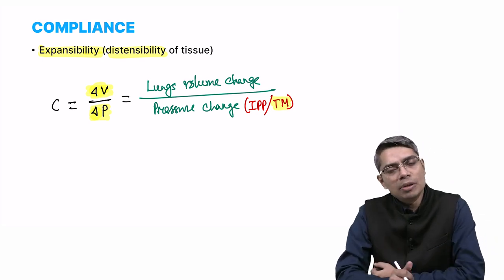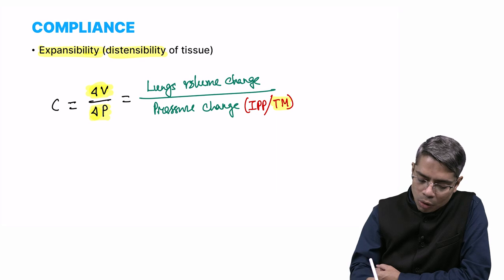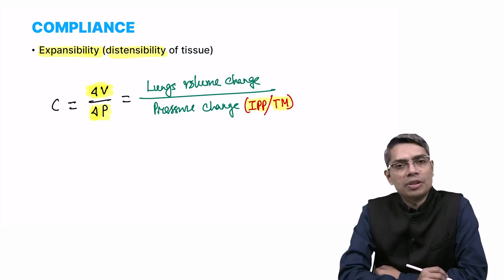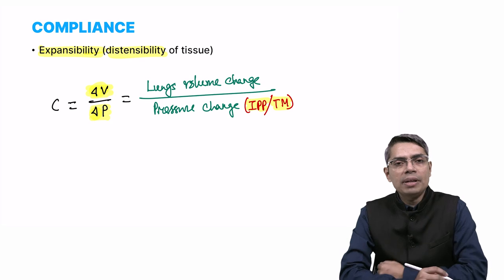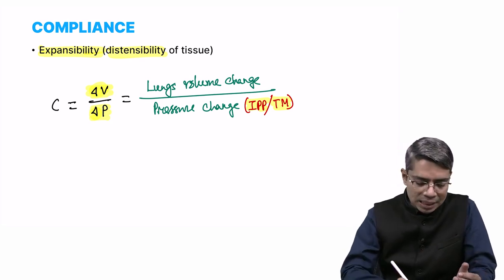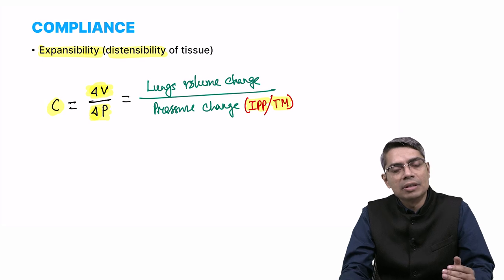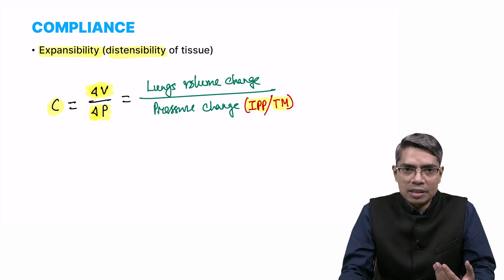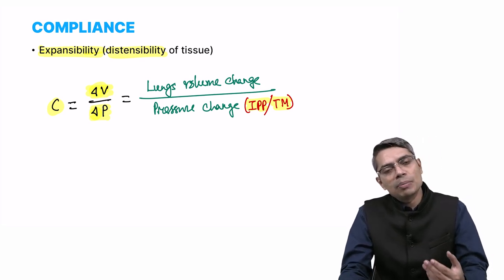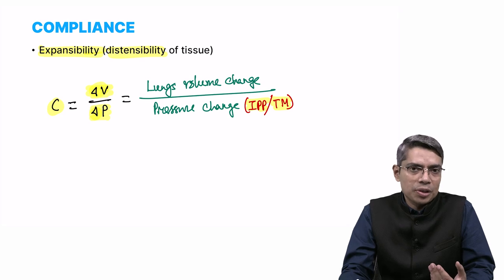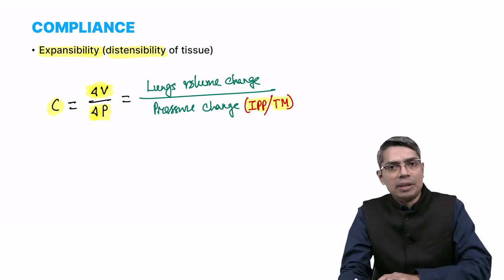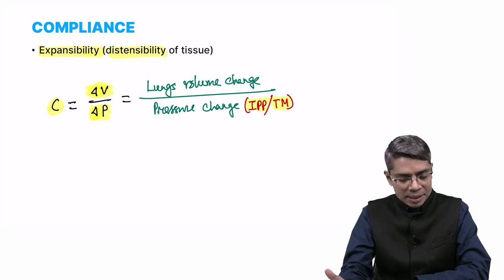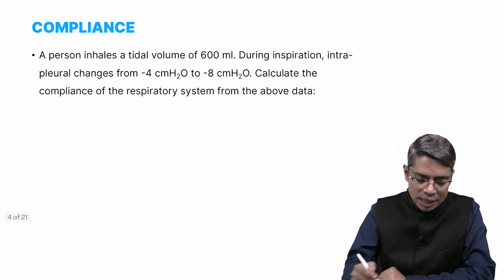So either intrapleural pressure will be in the denominator, or maybe different types of transmural pressure will be in the denominator. Whenever we say compliance, we use this formula: compliance is equal to delta V upon delta P, volume change of the lung or of the respiratory system upon your intrapleural pressure or the transmural pressure. If I give an example, then you will understand this mathematics in a beautiful way, right? So look at this question.